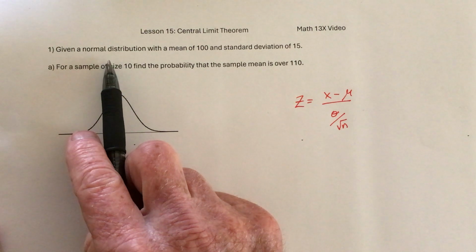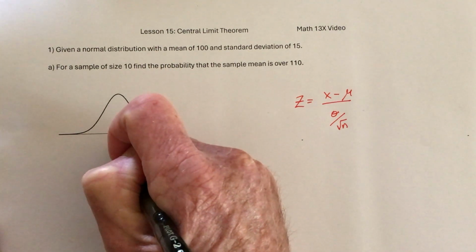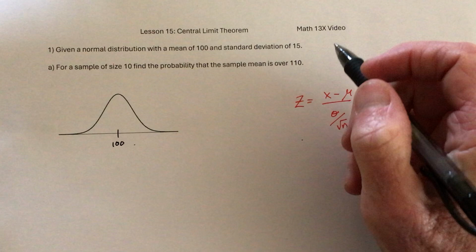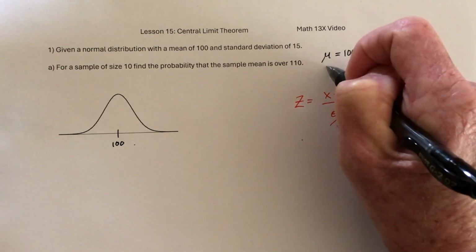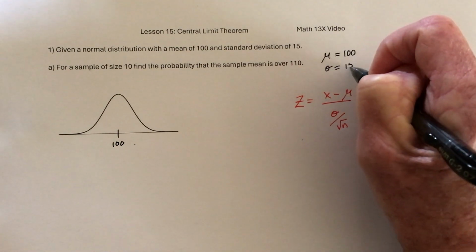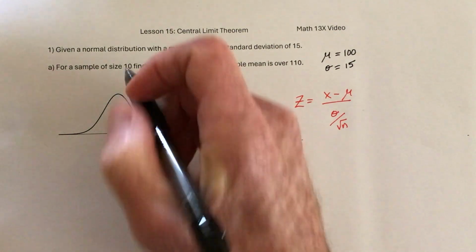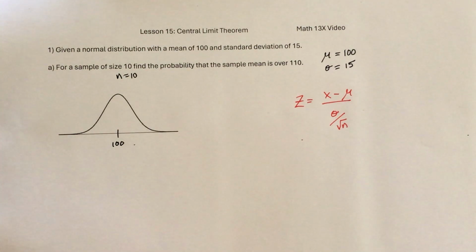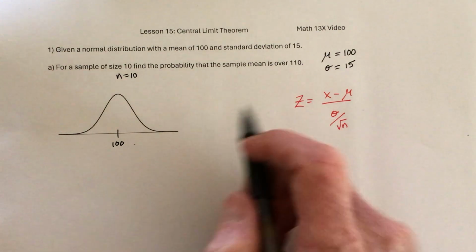So with this one, it doesn't have much of a story. It's just that the mean is equal to 100. So that goes in the middle of the bell-shaped curve. And the standard deviation is 15. So I have mean equals 100 and standard deviation equals 15. This is the sample size, so it's n equals 10. And then find the probability the sample mean is over 110.